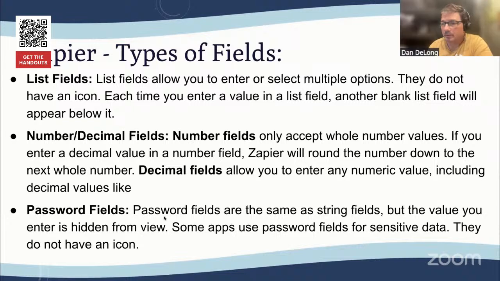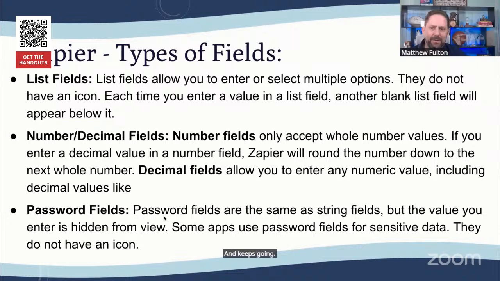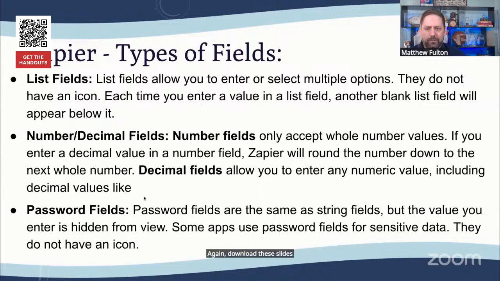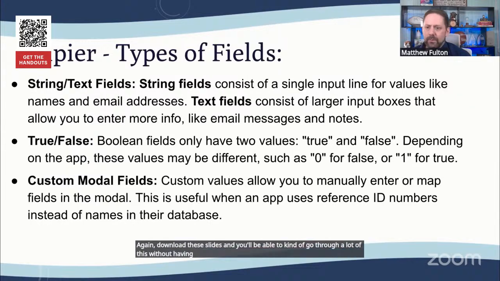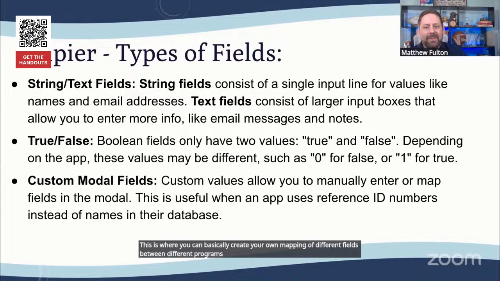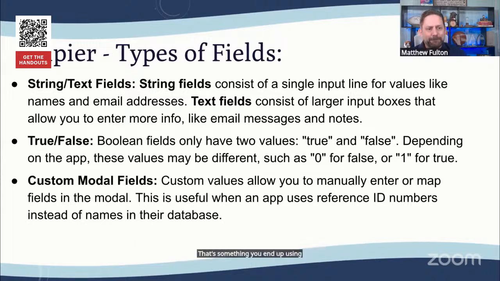And list fields. I know they keep going. So list fields, number, decimal, we talked about those. Password fields. So if you need to push a password over, you could do that as well. Again, download these slides and you'll be able to go through a lot of this without having to read all the words right away. String text, true, false, Boolean-wise, and then custom model fields. This is where you can basically create your own mapping of different fields between different programs and different answers. That's something you end up using quite a bit.